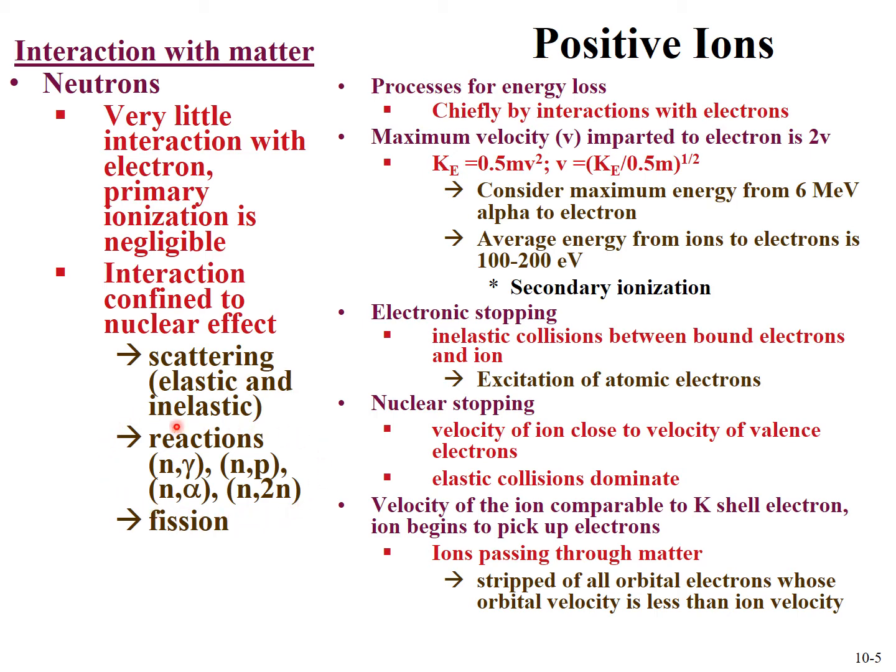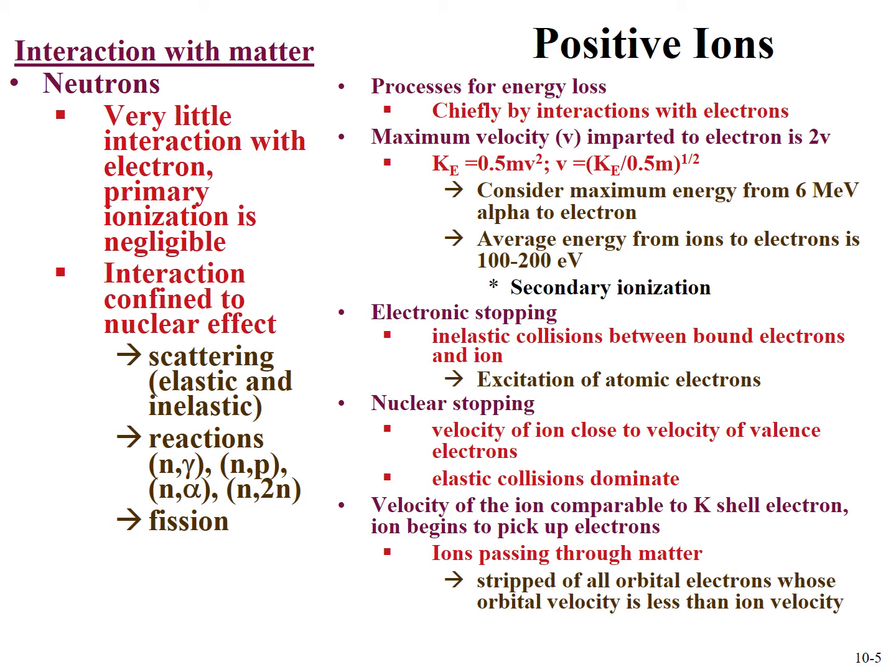This is primarily how one would detect neutrons. You can have a neutron coming in, a photon coming out, or a proton, an alpha particle, a number of other neutrons, or fission. So this gave a pretty clear example that a neutron was interacting. So if we then go from neutrons to other charged particles, let's talk about positive ions. So the process for energy loss of positive ions is primarily through the interactions with electrons.